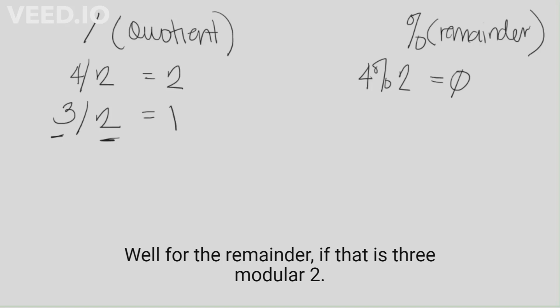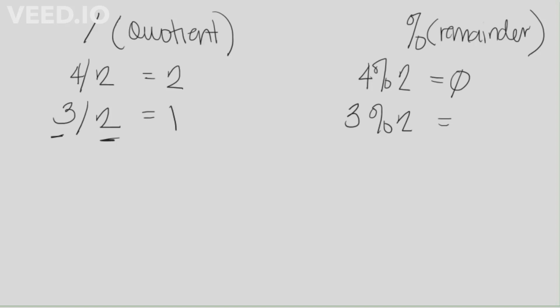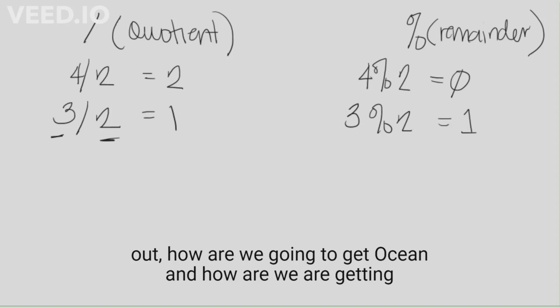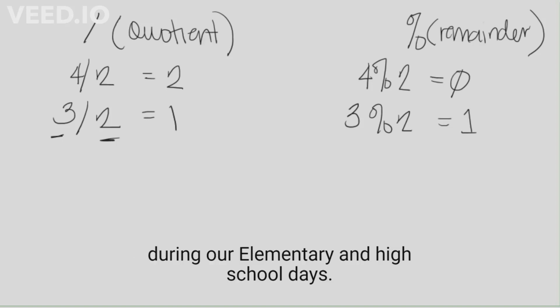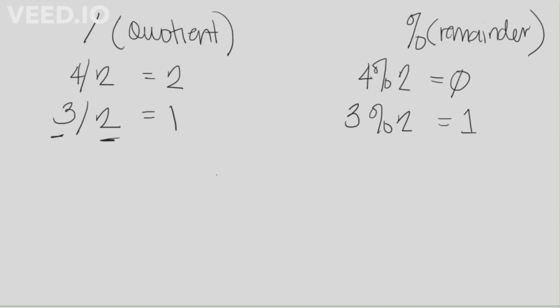While for the remainder, 3 modulo 2, we get the remainder when we divide 3 and 2, and that is also 1. To make it easier to find out how we get the quotient and the remainder, we use the standard divisions that we follow during our elementary and high school days. When we say 3 divided by 2, this is actually the format.